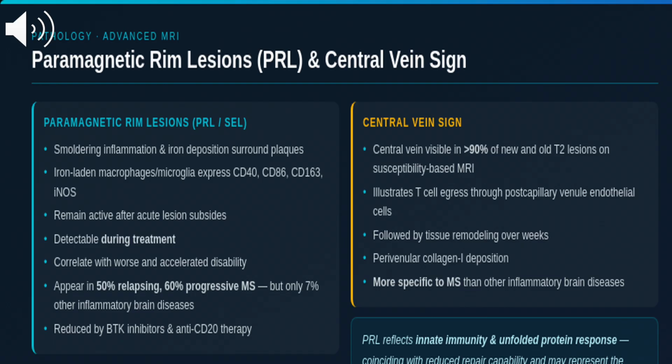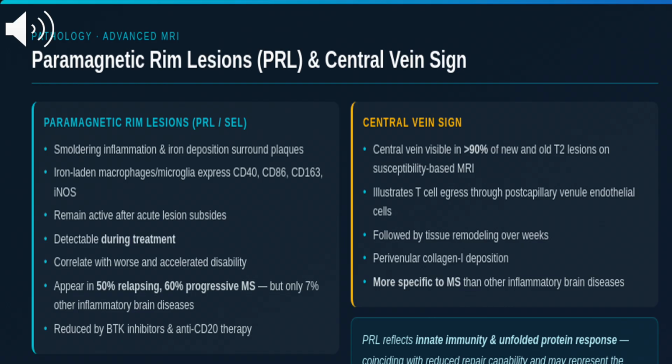At least one PRL appears in 50% of relapsing and 60% of progressive MS cases, but in only 7% of other inflammatory brain diseases. This specificity makes PRL a powerful MS-specific biomarker.